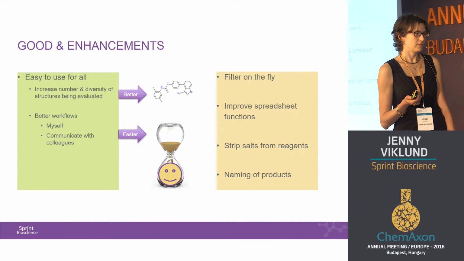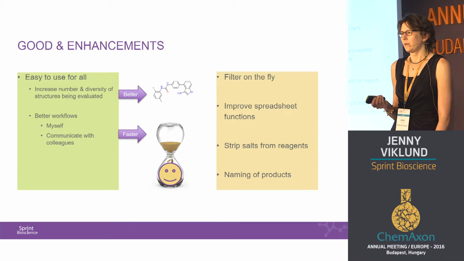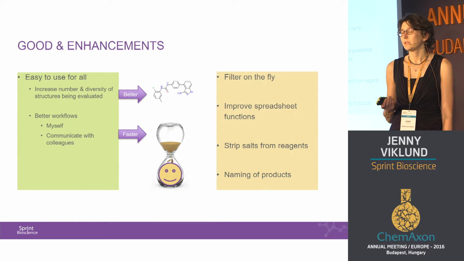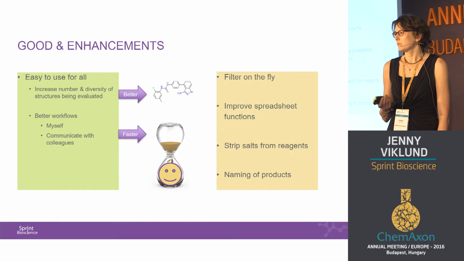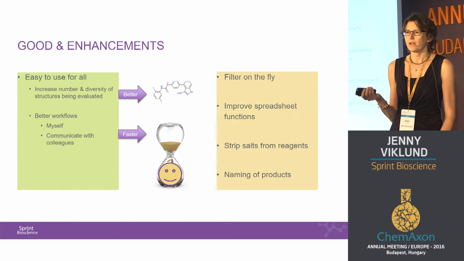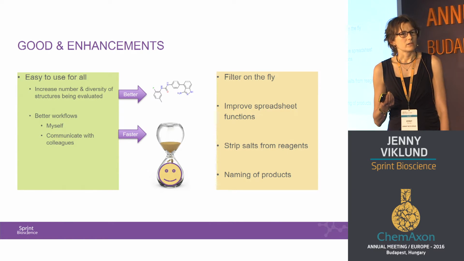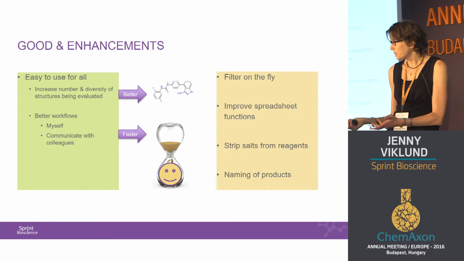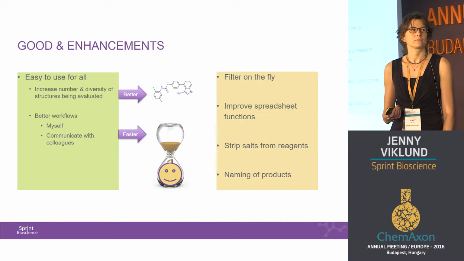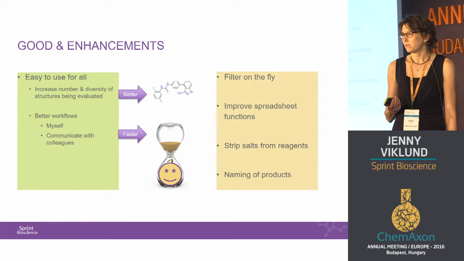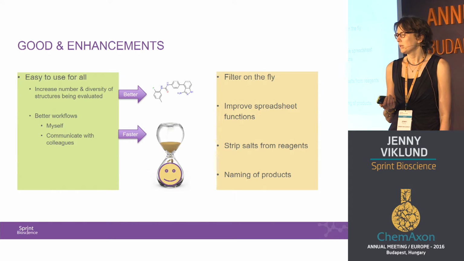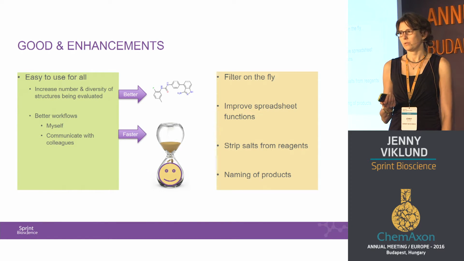We have some enhancement suggestions. I think it would be quite powerful to be able to filter your virtual libraries on the fly. So usually we don't want to see compounds that get bigger than a molecular weight of 450. We don't want to save or create compounds with a lipophilicity higher than 2.5. So I think that would help us make even bigger libraries, but you just get rid of the rubbish. Also, if it would be possible to improve the spreadsheet functions in Plexus, I think that would be powerful. Make it even easier to use when you're working in the spreadsheet function.